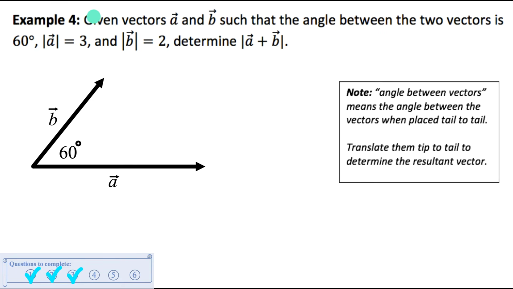So the way I would read this, it says the angle between vector A and B is 60 degrees. That means I know that if vector A and vector B are placed tail to tail, the angle between them would be 60 degrees. Hence the way the diagram is set up to start off with.